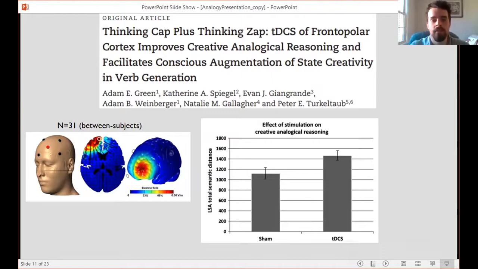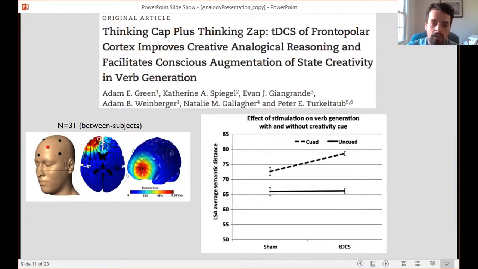Another effect that we found in this study, which goes back to the verb generation task that I mentioned before, is that we looked at the interaction of this creativity cue and brain stimulation. This is with the verb generation task, not the analogy matrix task, but I thought it was important to share that we find a really cool interaction effect between tDCS and this creativity cue. When you're uncued, receiving tDCS to this frontopolar cortex region doesn't necessarily make your responses more creative.